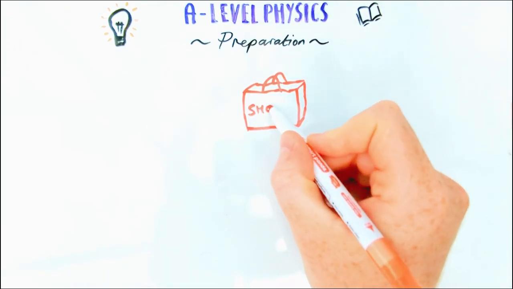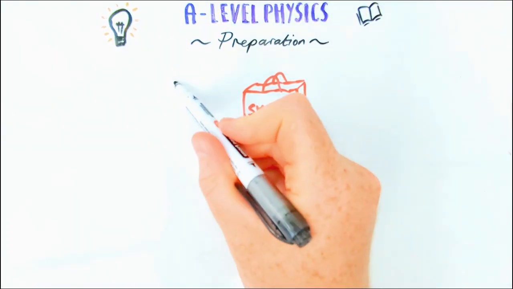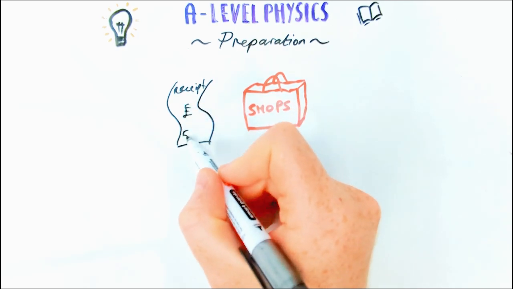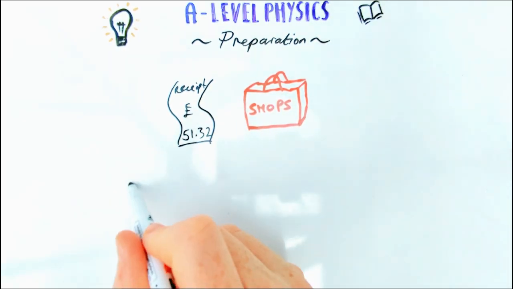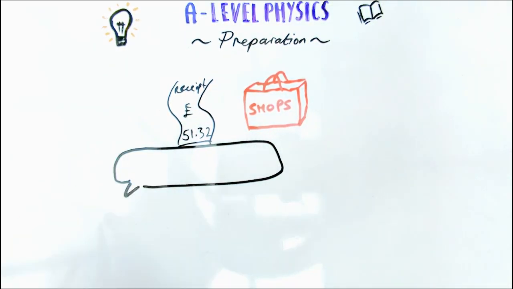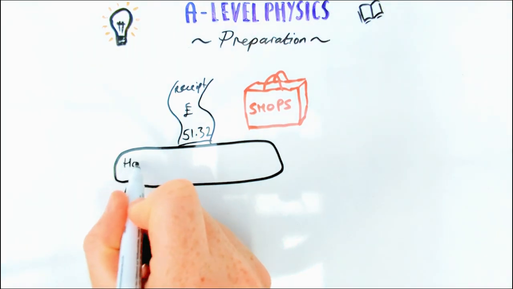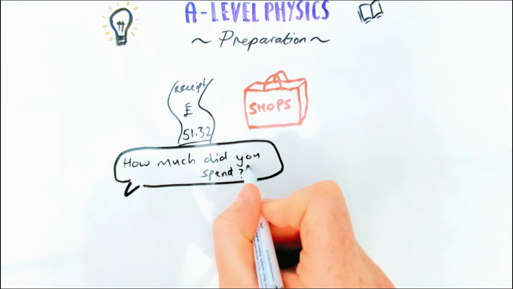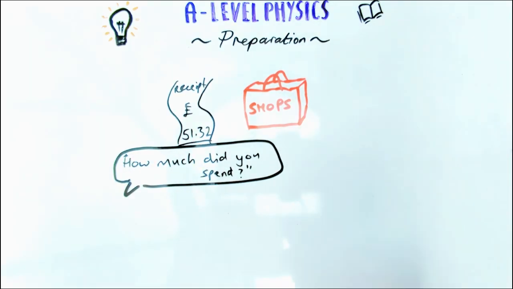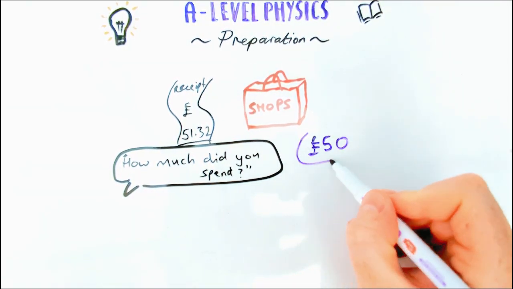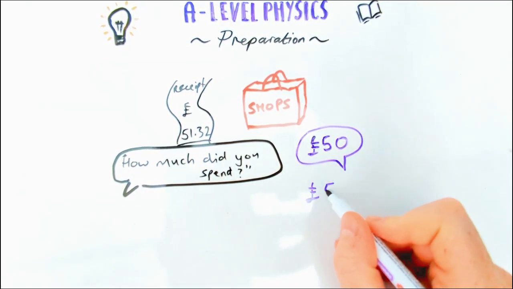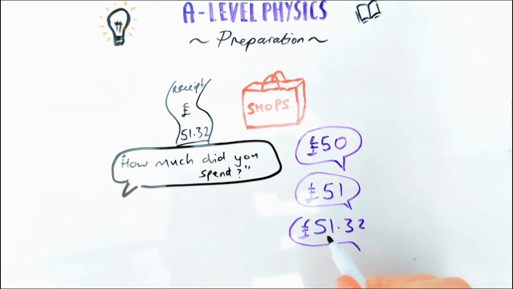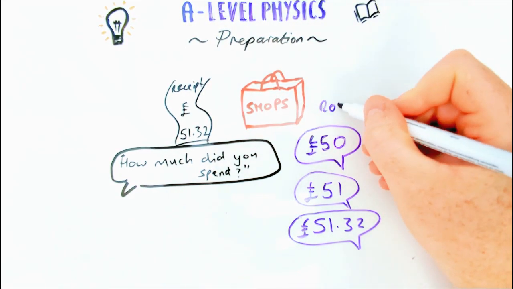Why are people lazy when it comes to quoting prices? Let's say you've just had a long Saturday afternoon at the shop and you get your receipt through and it comes to £51.32, and your friend asks you, well, how much did you spend today? A normal person would say, well, it's perfectly reasonable to round that down. Instead of £51.32, you could say, oh, I spent about £50. That's perfectly fine. You could say I spent £51. You could say, if you wanted to, I spent £51.32, but they might look at you a bit funny.